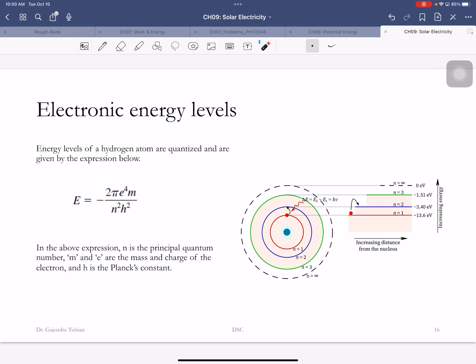And here's another way of drawing it. This is the physical model, and here's the energy level. So this is the lowest energy level. That's the next higher energy level. Next higher energy level, and so on.